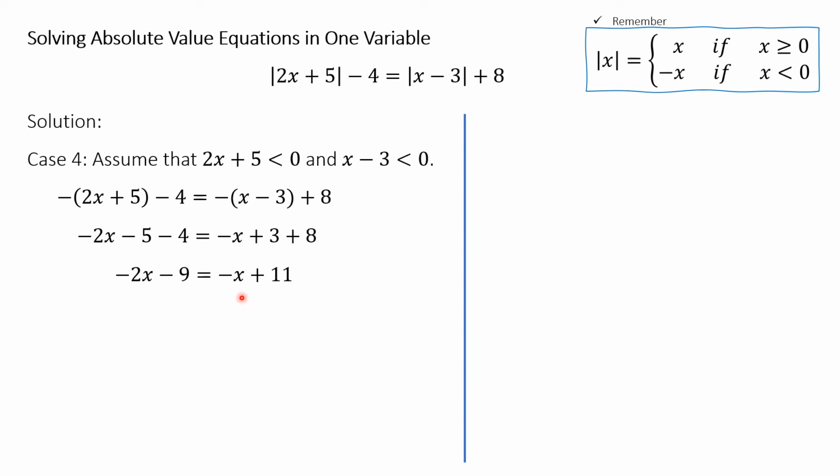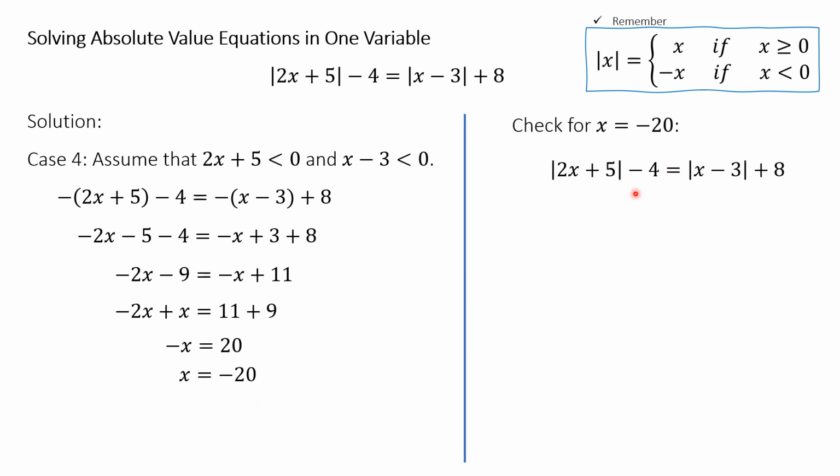So now we transpose negative x to the left side and negative 9 to the right side. That will give us negative 2x plus x equals 11 plus 9. Simplifying this, we'll have negative x equals 20. So solving for x, we can multiply both sides by negative 1 or we divide both sides by negative 1. That will result to x equals negative 20. So checking whether negative 20 satisfies the equation or not, we substitute negative 20 to the equation.